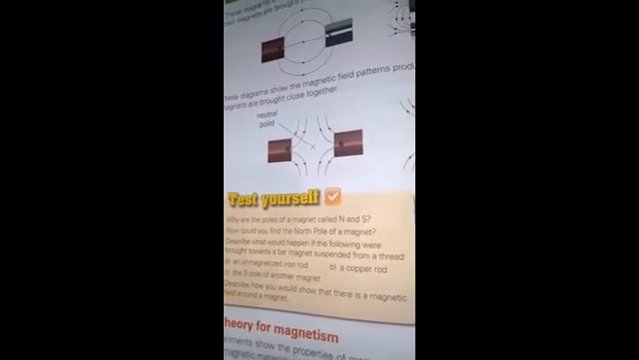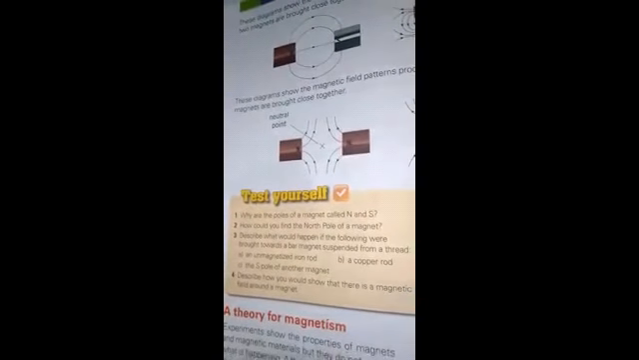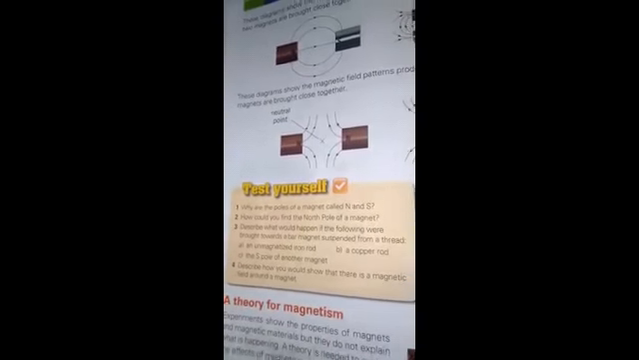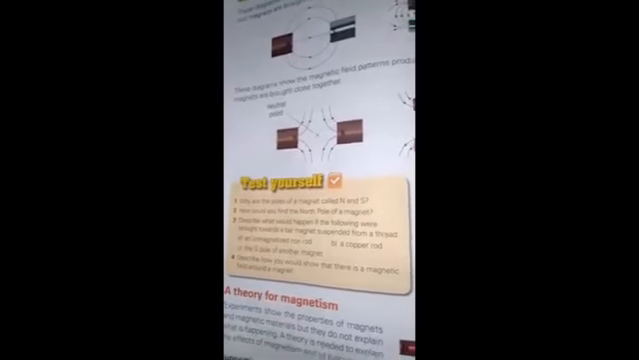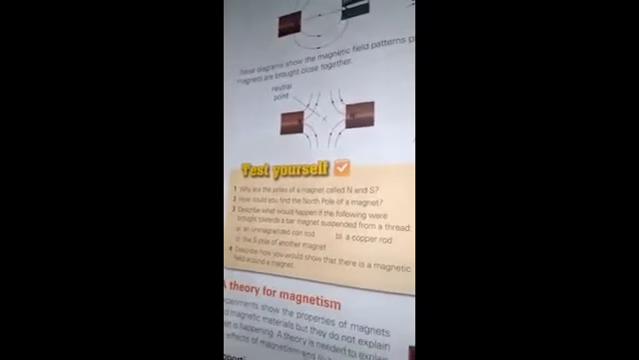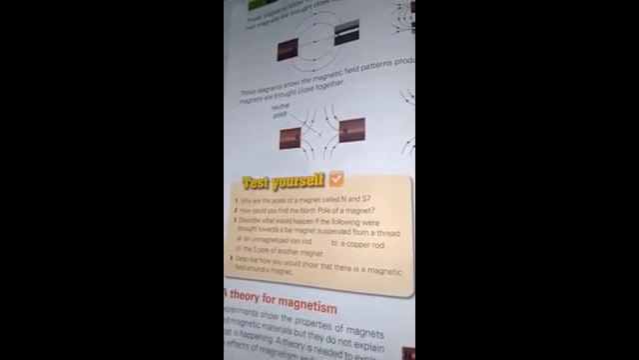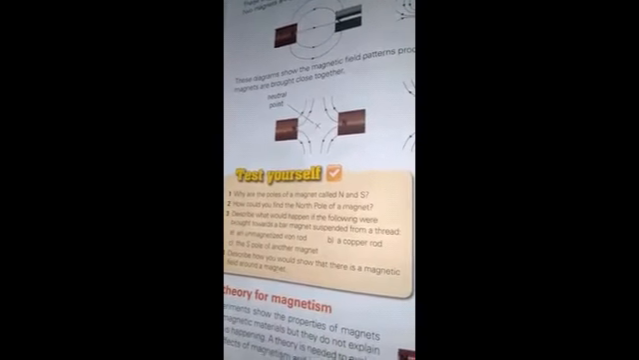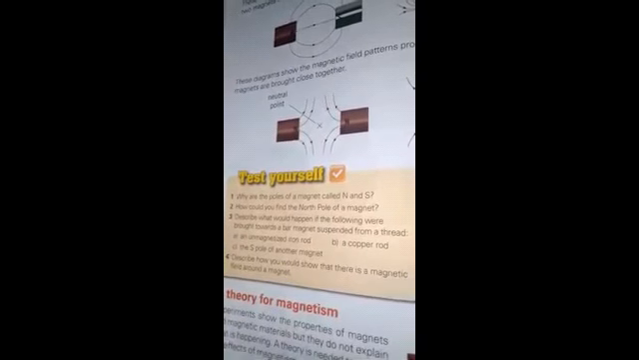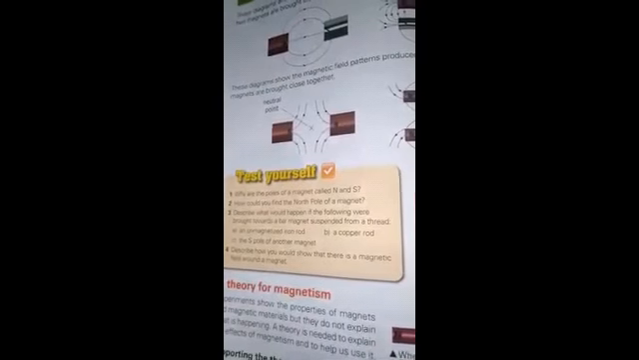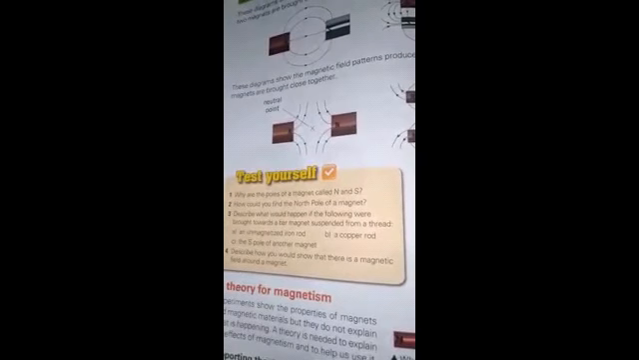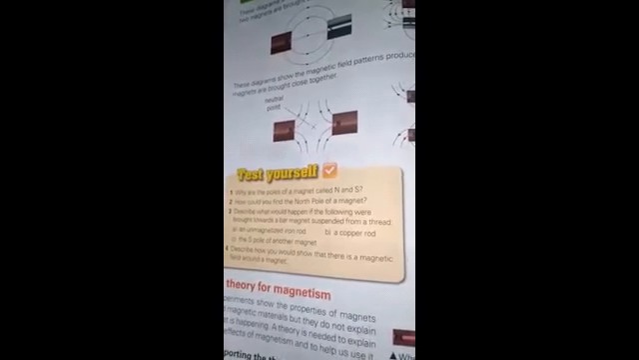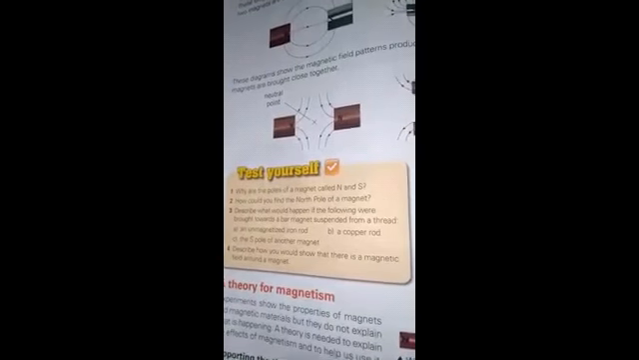Question number 4. Describe how you would show that there is a magnetic field around a magnet. Beta, we can show it in two ways. Number one, I have told you that we can show that there is a magnetic field around a bar magnet by putting the bar magnet under a sheet of paper and then sprinkling some iron filings on the paper. And we would come to know that the iron filings will arrange themselves in a pattern of lines.